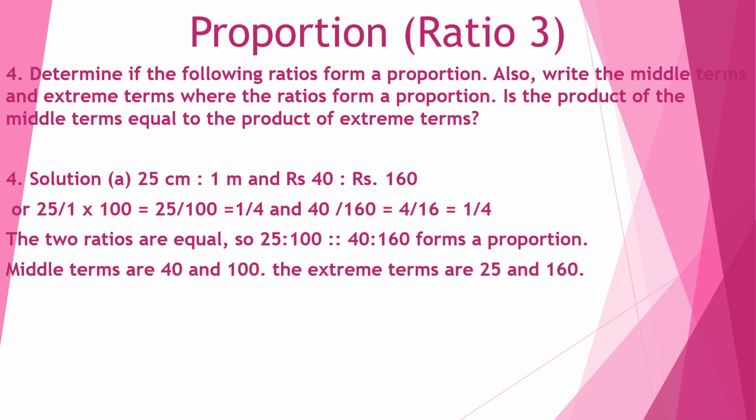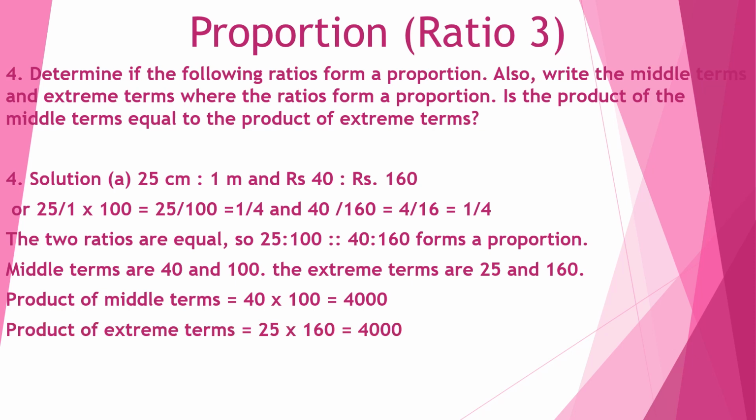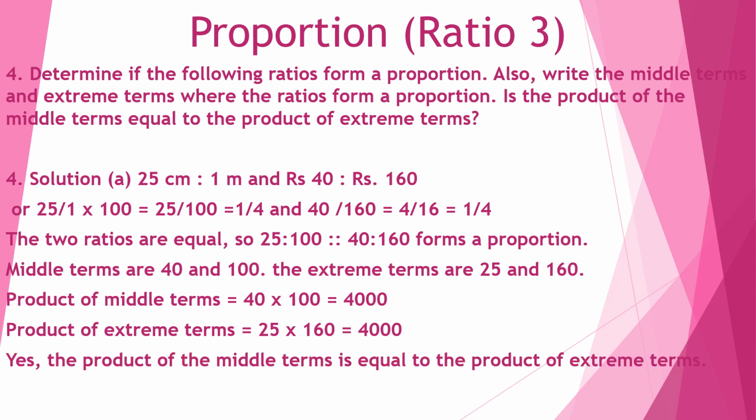The middle terms are 40 and 100. The extreme terms are 25 and 160. Product of middle terms is 40 into 100, that is 4,000. Product of extreme terms is 25 into 160, that is 4,000. Yes, the product of the middle terms is equal to the product of the extreme terms.